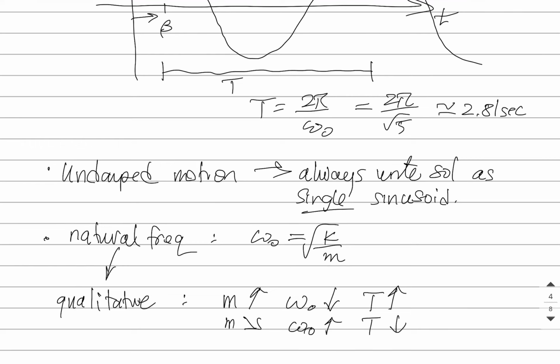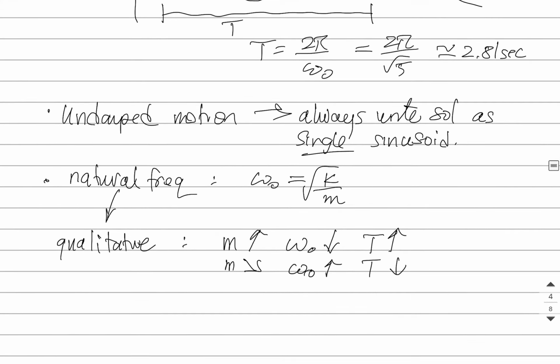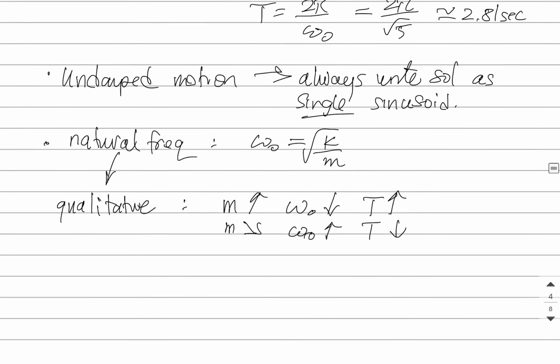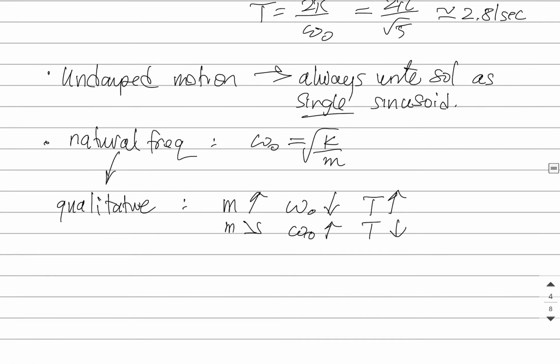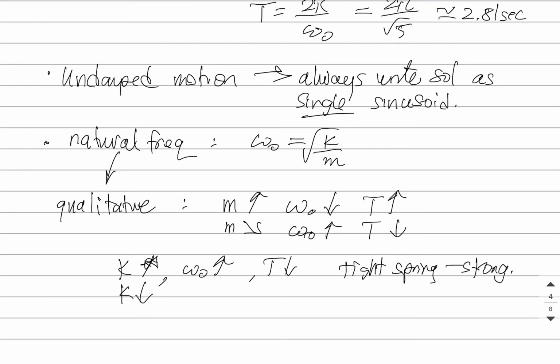Now, if your spring force increases, that means your frequency will increase and your period will decrease. You've got a tighter spring. It's stronger. It can restore more quickly. But if your K is smaller, your frequency will decrease, your period will increase. A weaker spring is very loose and it's slower to return.